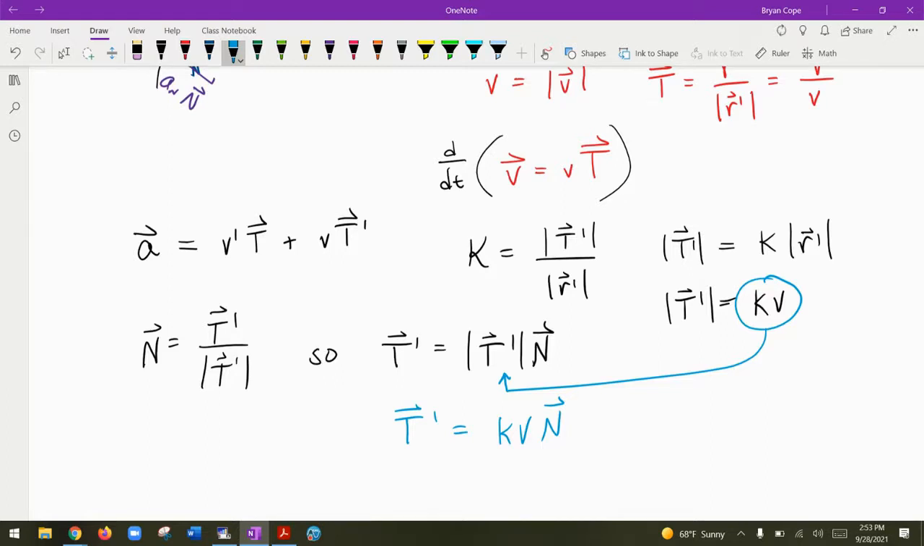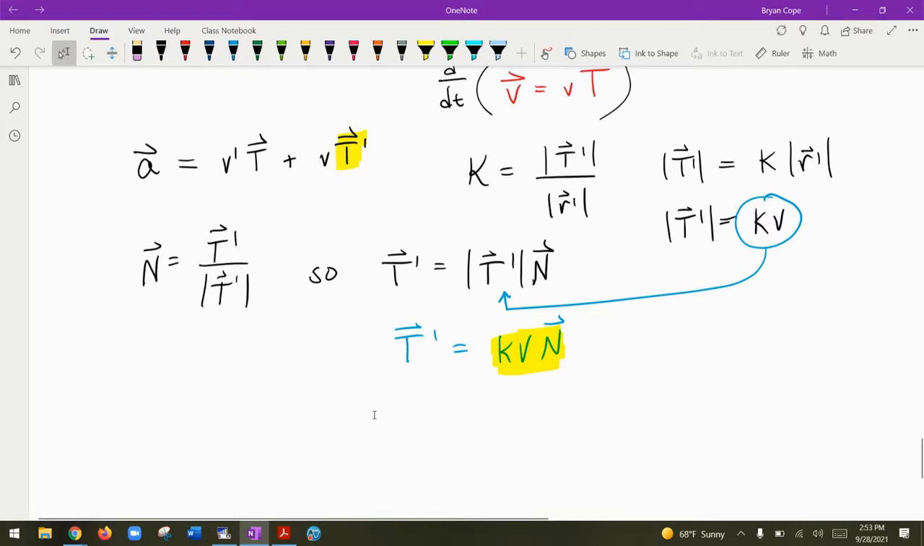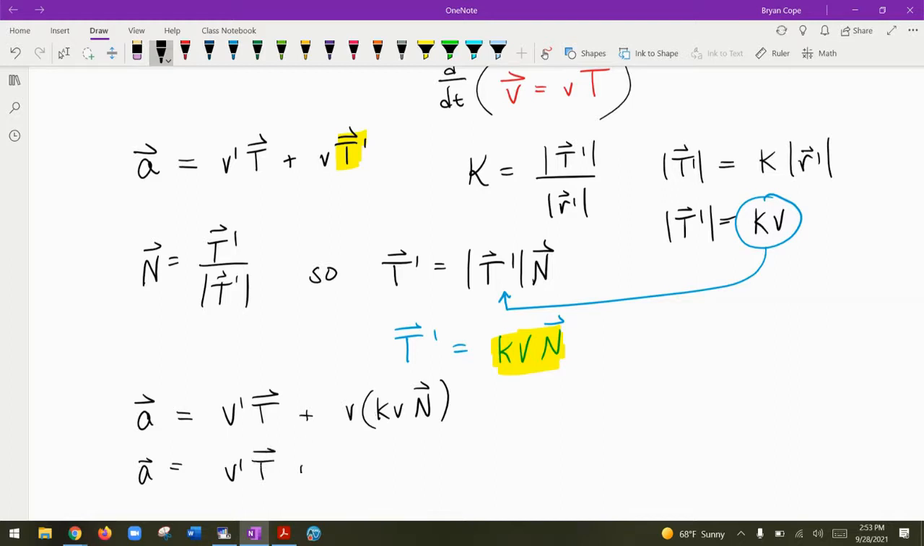Do we see another substitution we can make? This can go into the acceleration equation, now that we have something in terms of big N. So we can say acceleration equals the derivative of speed times big T plus v times kvn. Rearrange that a little bit. Now we've got our coefficients: A equals v prime T plus kv squared N.